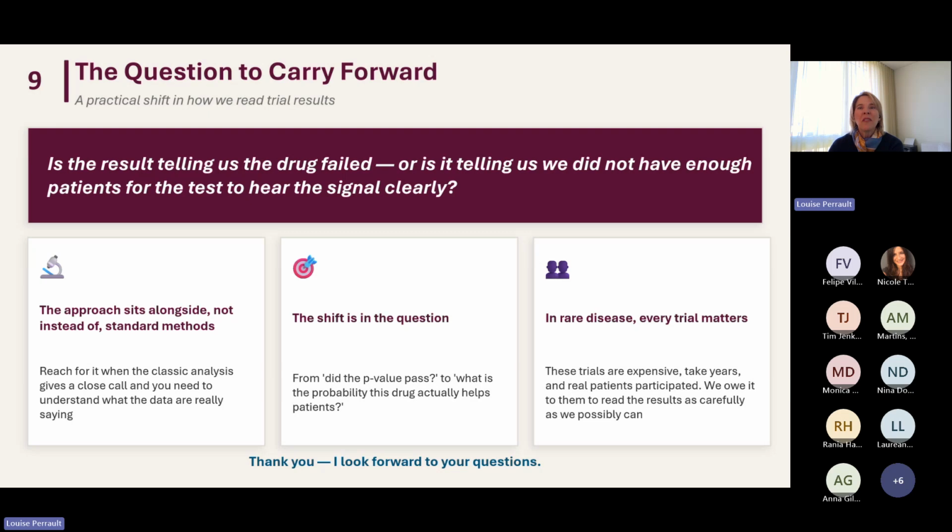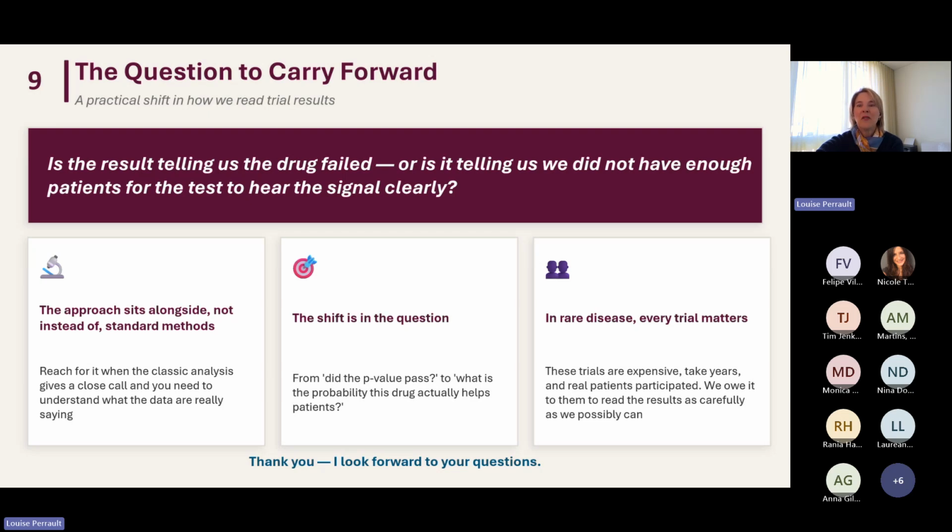I want to close with something practical. The next time you are sitting in a development meeting, developing value messages, reviewing a dossier, or talking with a payer about a trial that did not quite hit significance, I want you to have one extra question in your toolkit. Is the result telling us the drug failed, or is it telling us we did not have enough patients for the test to hear the signal clearly? Because those are different situations, and they may deserve different responses.